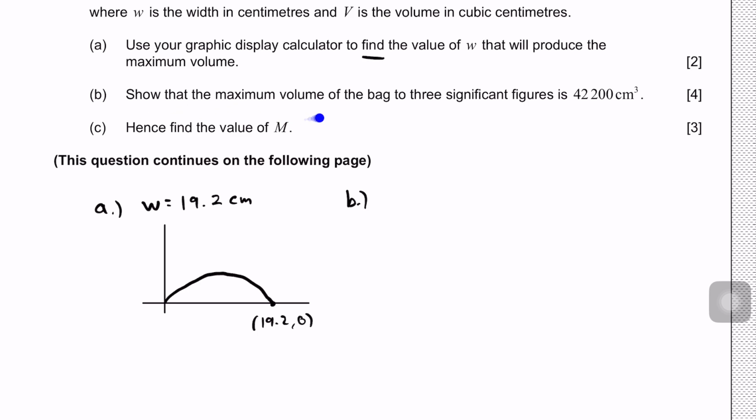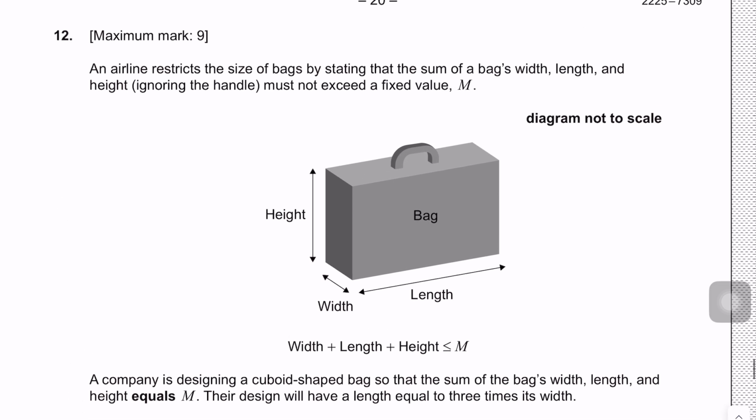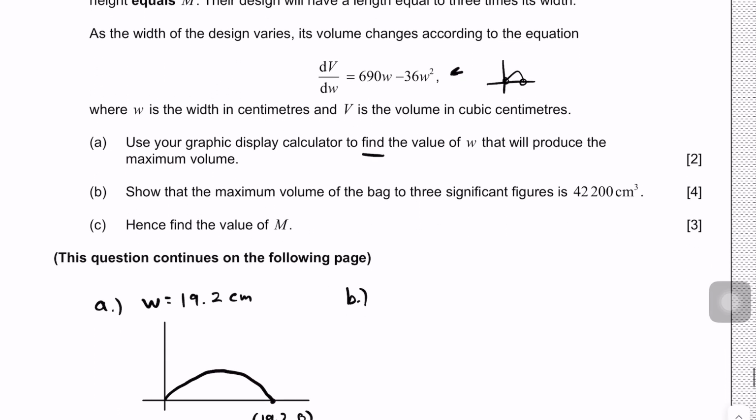Show that the maximum volume of the bag to 3 significant figures is 42,200 cubic centimeters. 4-mark question, seems pretty involved. We're already at question 12, so this might be a good challenge. All right, so what do we have?